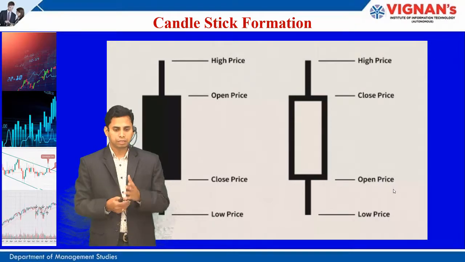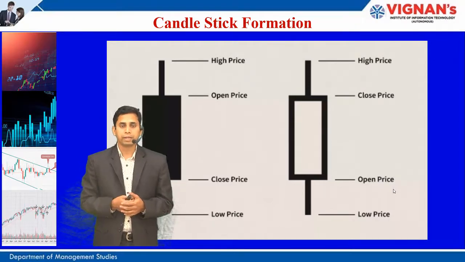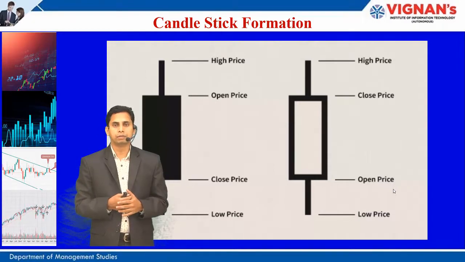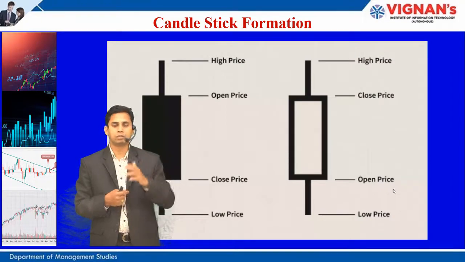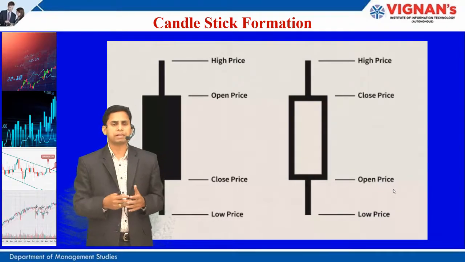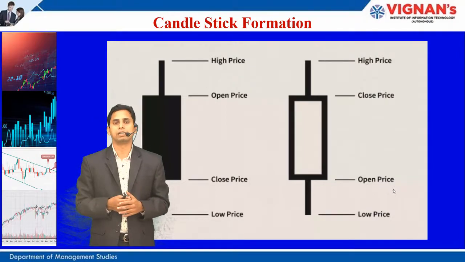Now, for example, in this white color candle you see the price has opened in the lower area, reached the low price, also reached the high price, and settled on the top, that is, closed on the top. Initially it opened at a lower level and closed at a higher level. That's why the price has increased. That's why the body of the candle is indicated in white, or sometimes this color can also be green. So this kind of candle represents the upside movement of the stock.